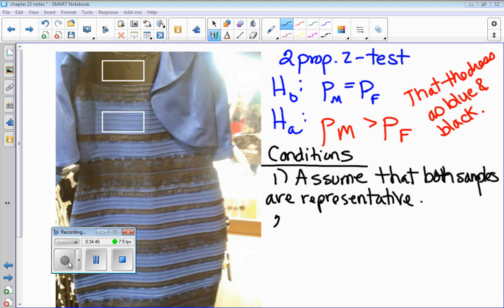Okay? The 10% condition. You have to apply it for both males and females, for both populations. So we're going to have to come up with how many males were in our sample and how many females were in our sample. Am I going to be concerned with us, Tanner and Kyle and Erica and us over here, who see it as a blue and black dress? I'm sorry, who see it as white and gold dress? Nope, don't care about us. I'm sad for us. Do we have to include them in the sample size?